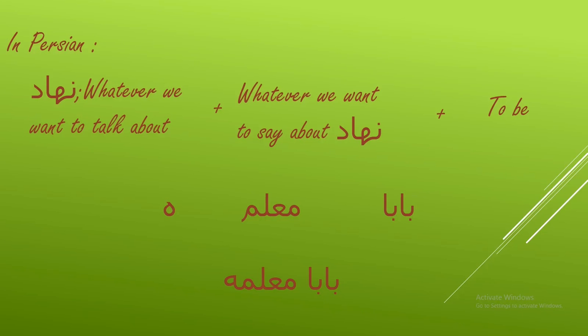Teacher means muallim. And at end we use to be verb. To be verb for he or she. Baba is like he or she. To be verb for he or she in Persian language in present time is he. So we add he. So we have Baba muallime. Father is teacher.